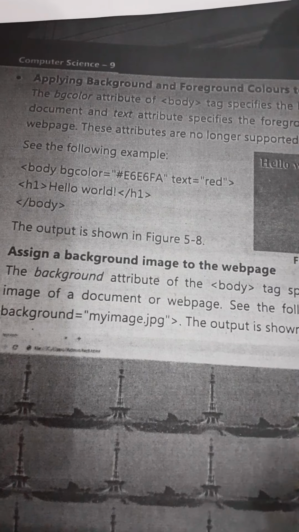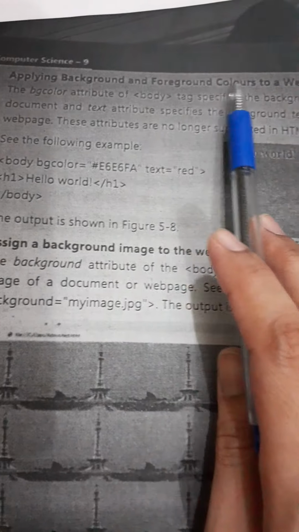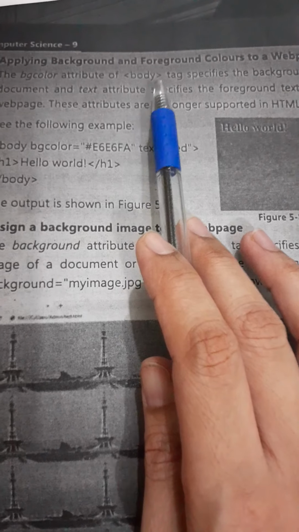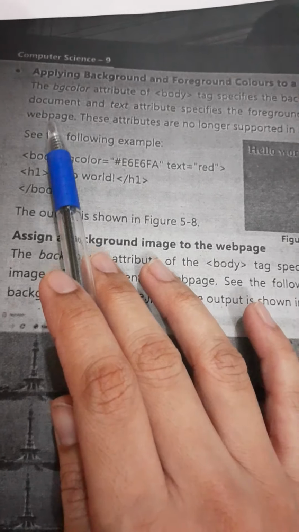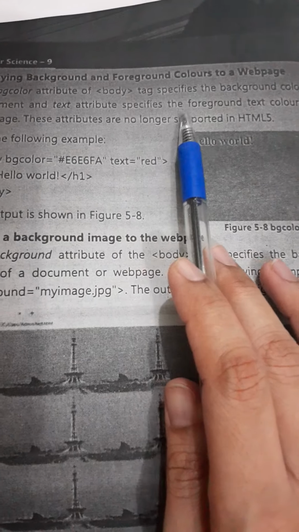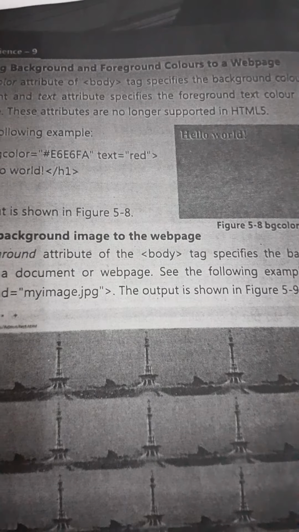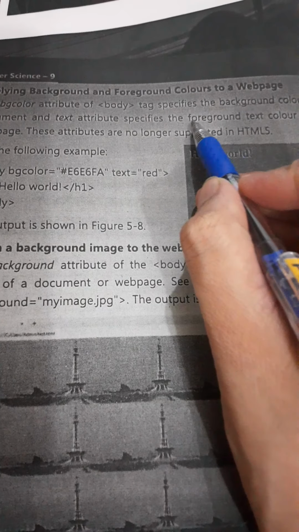Now the other topic on the next page 108 is applying background and foreground color to a web page. How we can do this? The bgcolor attribute of a body tag, which is an attribute of the body tag, specifies the background color of a document, and the text attribute specifies the foreground color. Foreground color means the color of the text. Background color is the white color which we want to change, and the foreground color, whatever is written in black color, will be changed into a color that you will specify here.